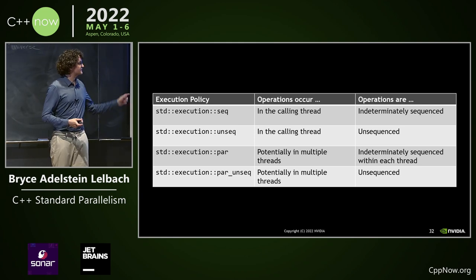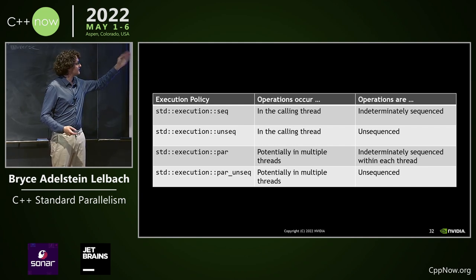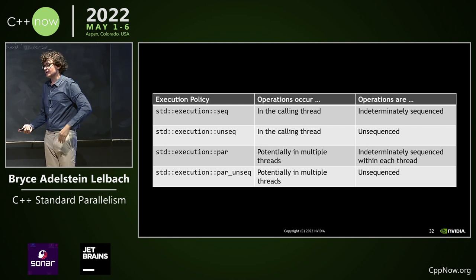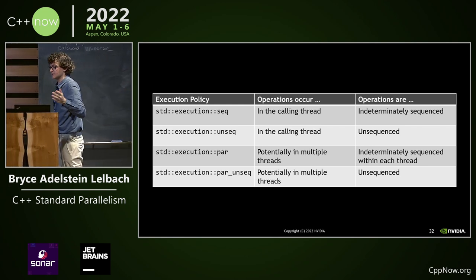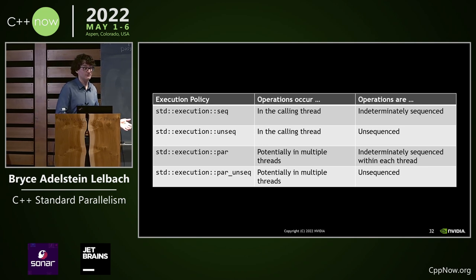David points out that in some cases, the indeterminately sequenced that you get from std::execution::seq is weaker than what you'd get with the non-execution policy version. So you might get slightly different semantics.